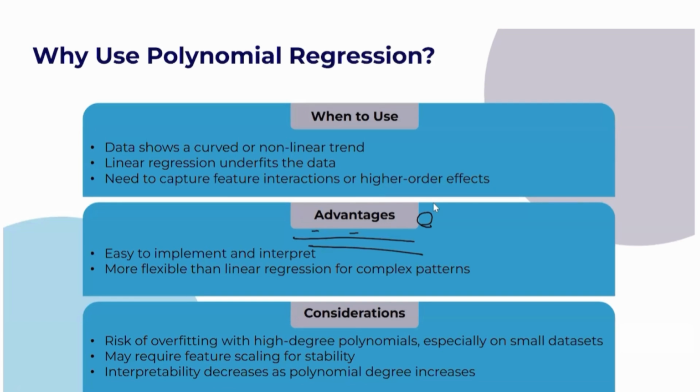Whenever data has a curved or non-linear relationship, polynomial is used. When underfitting is there, polynomial is used. When feature interaction needs to be of higher order, we need to use polynomial. That's it. What are the advantages? It is easy to implement and interpret, and more flexible. There is a risk of overfitting. It requires feature scaling for stability. Feature scaling is what? Improving the number of features, so feature engineering is going to be better.